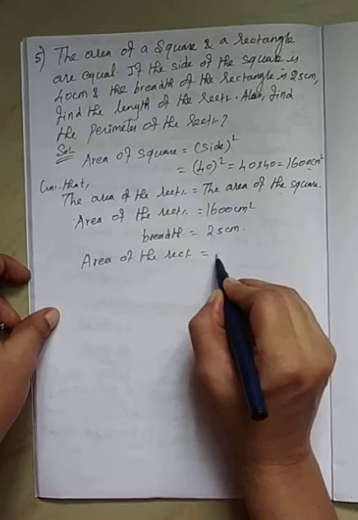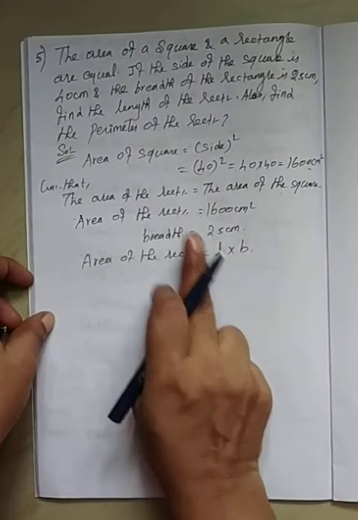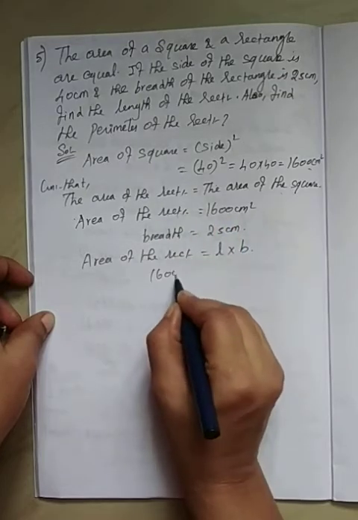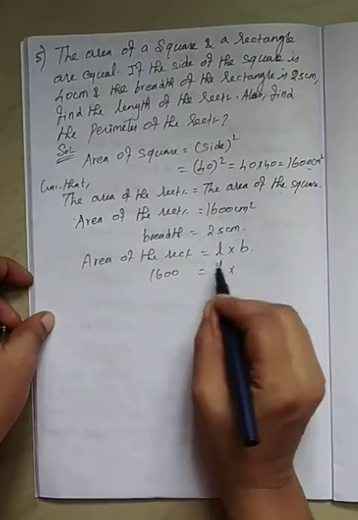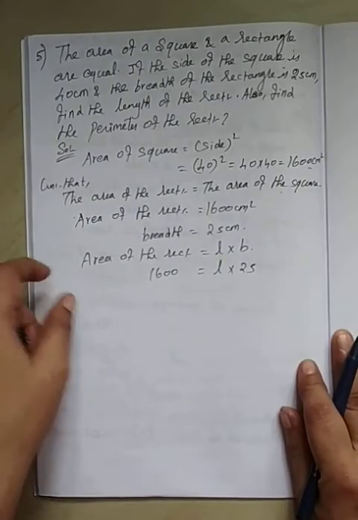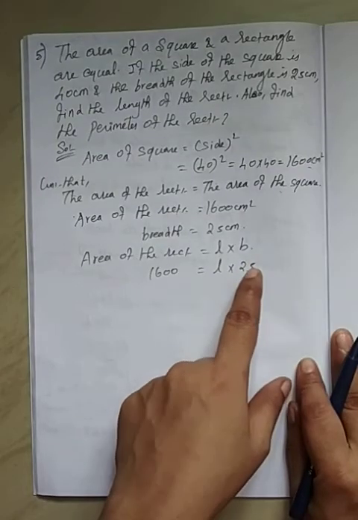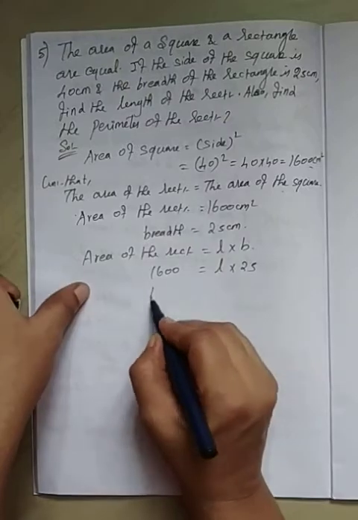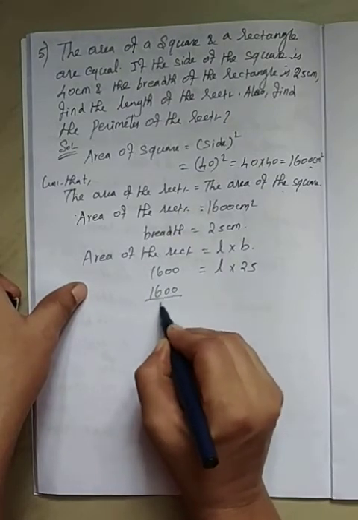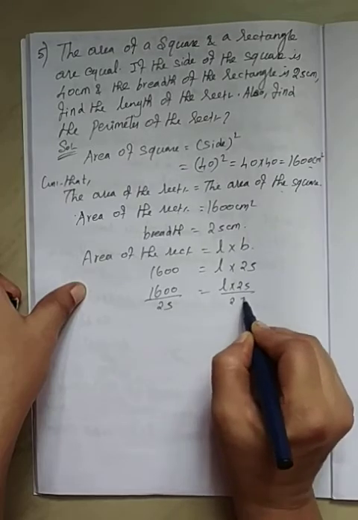See here, what is the area of the rectangle? What is the formula? L into B, right? So 1600 equals L into B. You don't know L. The breadth value is 25. Now you have to find L, which means you have to remove the 25 on the right hand side. So what do you do? Divide by 25 on both sides. So you will get 1600 by 25 equals L into 25 by 25.